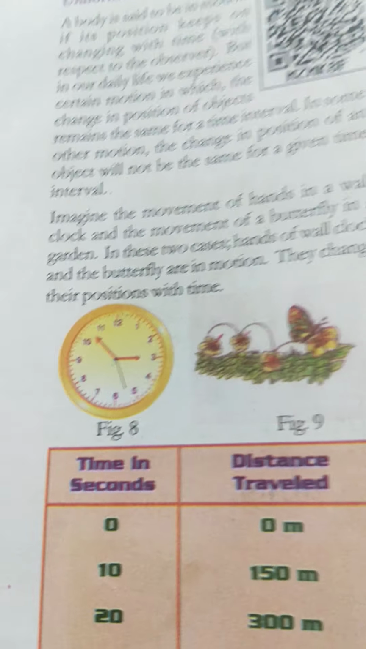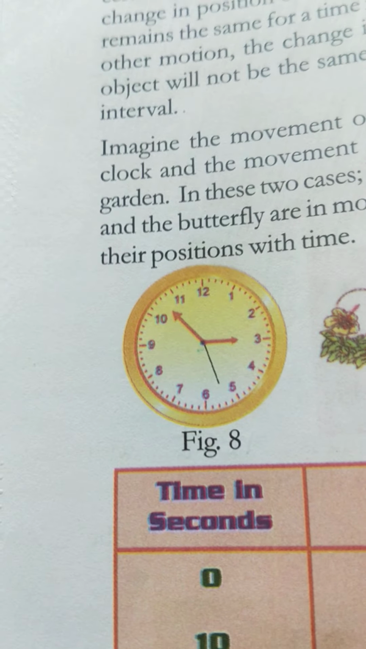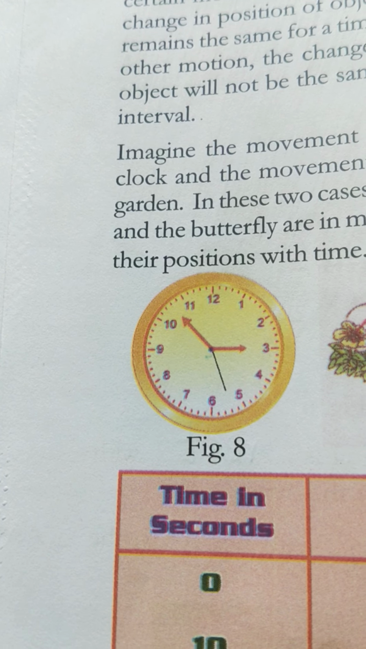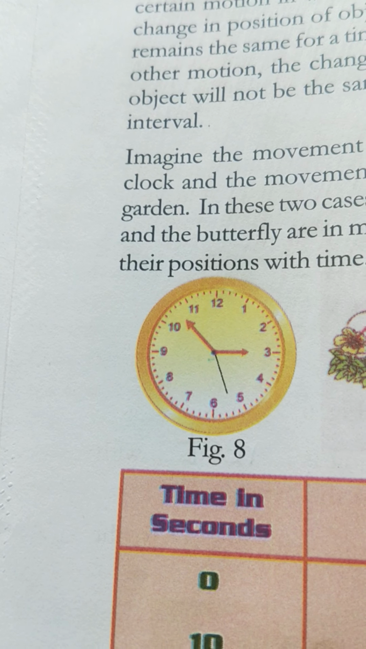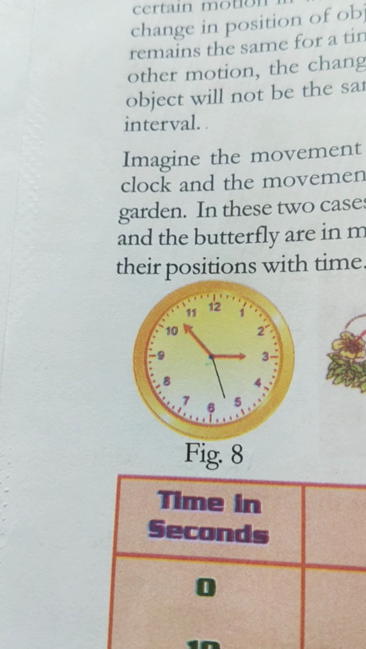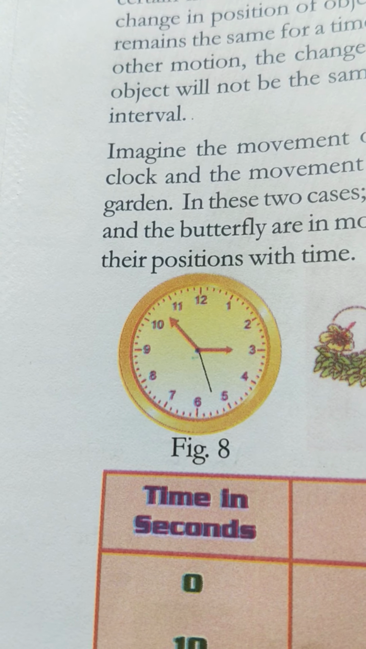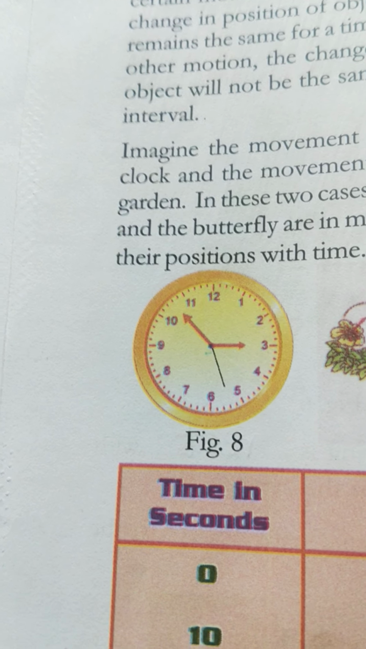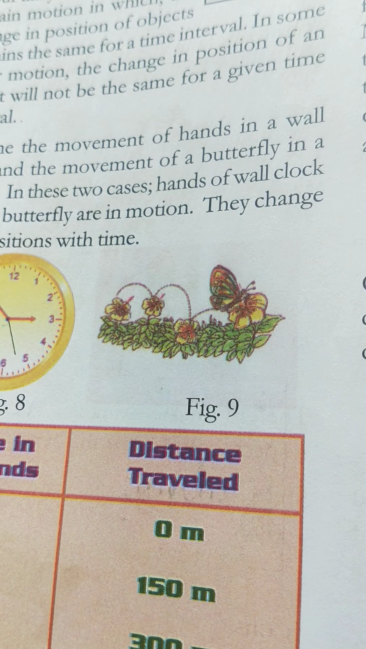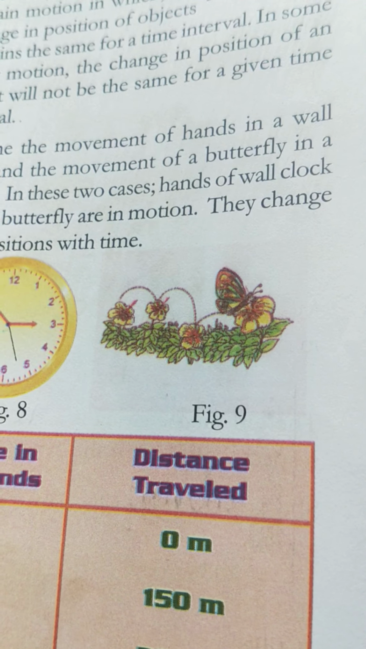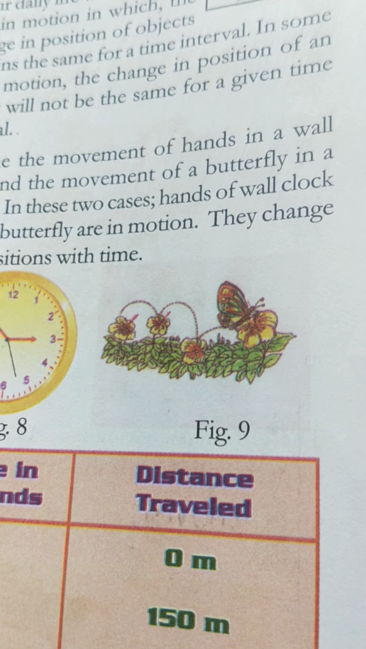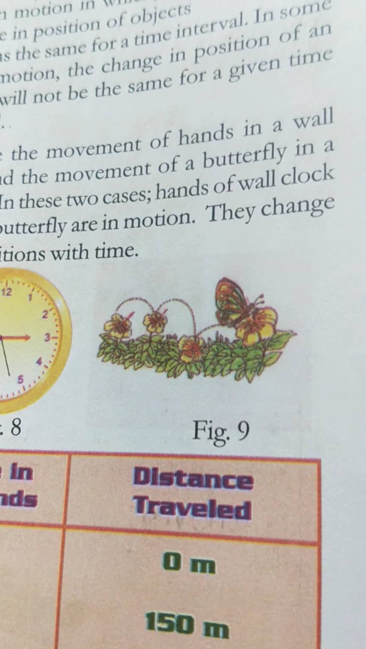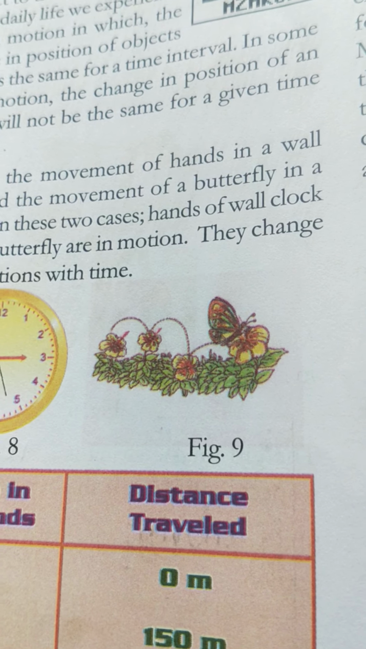For example, take a clock. How do the hands of a clock move? They move a regular, equal distance for each and every 5 minutes, equal traveling of the hands of the clock. So it is called uniform motion. But a butterfly, how does it fly in the garden? Does it take any particular equal distance, a particular time it follows? No, it flies as it wishes. So it is non-uniform motion.